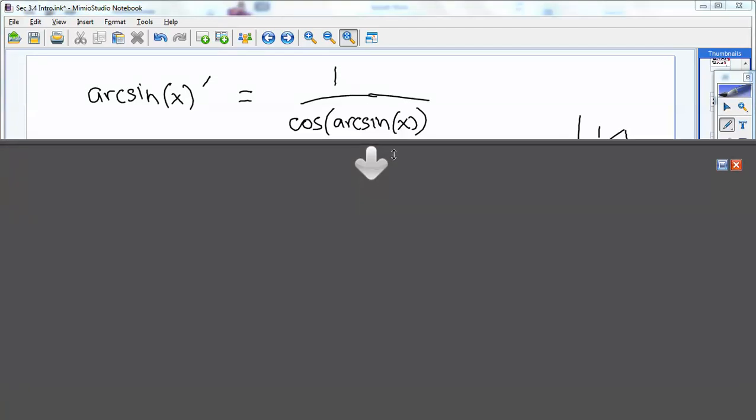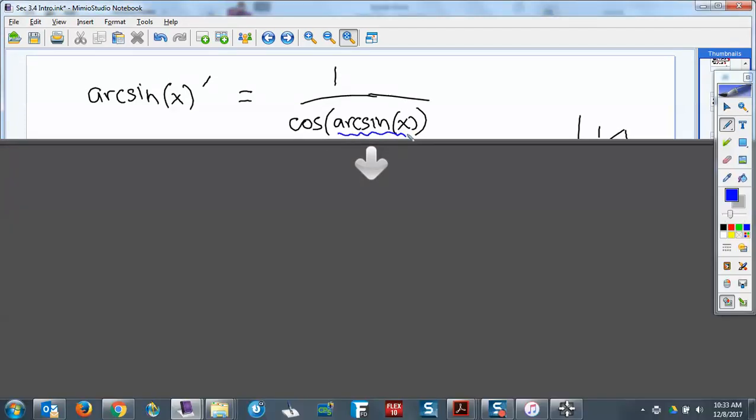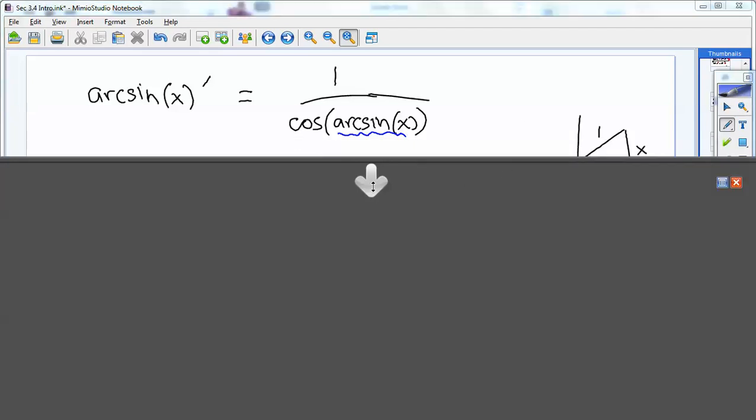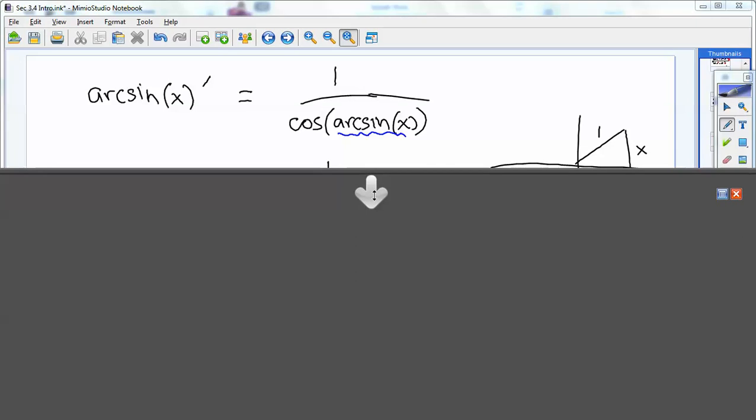All right. So the derivative of arc sine is this right here. Now, Coach Harris would say that this is the angle whose sine is x. The angle whose sine is x. Wouldn't that be that picture right there? Isn't that the angle whose sine is x? Right? Opposite over hypotenuse. The angle whose sine is x.